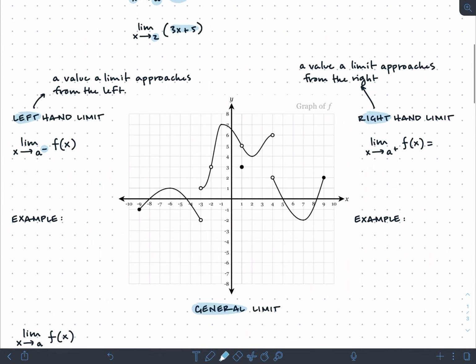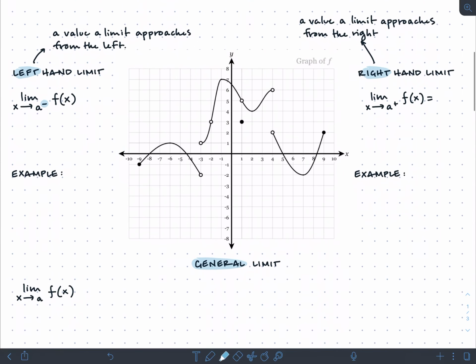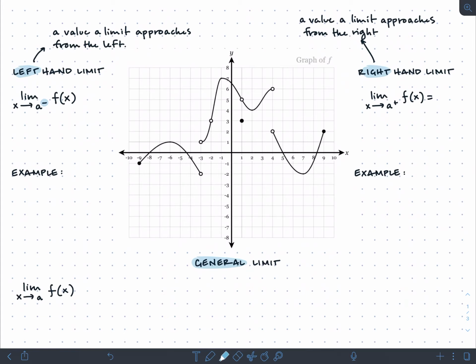Alright. A couple types of limits. So the first type of limit is a left-hand limit. And this is a value that a limit approaches from the left. And if you notice our notation, we've added this little negative sign here because the left side of the graph is the negative side of the graph. So we would say the limit as x approaches a from the left of f of x.